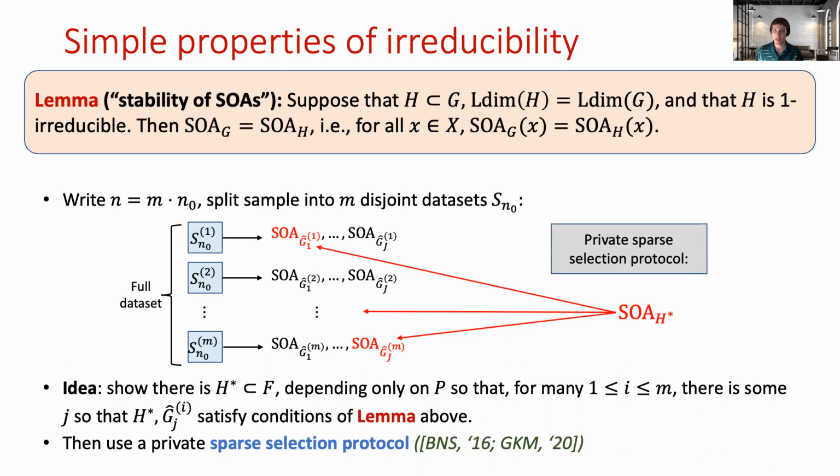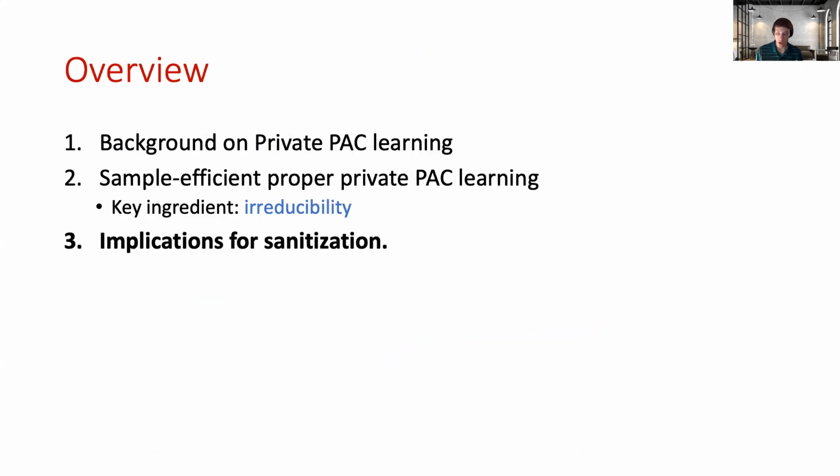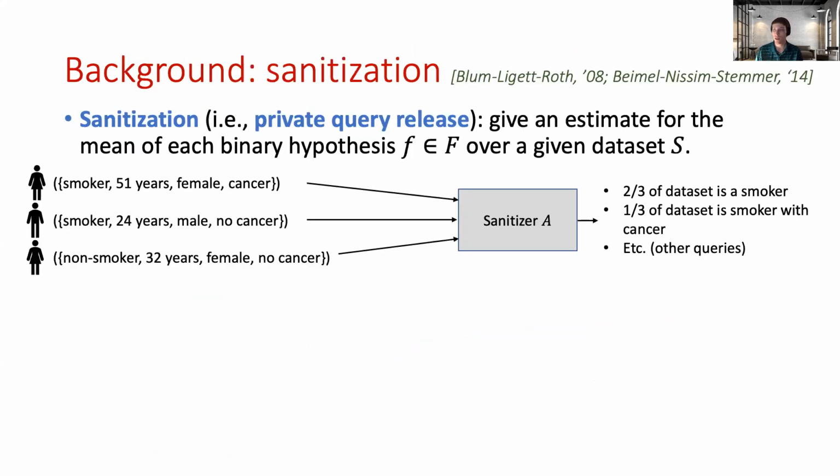Now, there's many details that I've kind of overlooked here, and you can see the full proof in our paper. Okay, so finally, I'll discuss some implications of our result for the problem of sanitization. I'll begin by introducing this. So sanitization, also known as private query release, is the following problem.